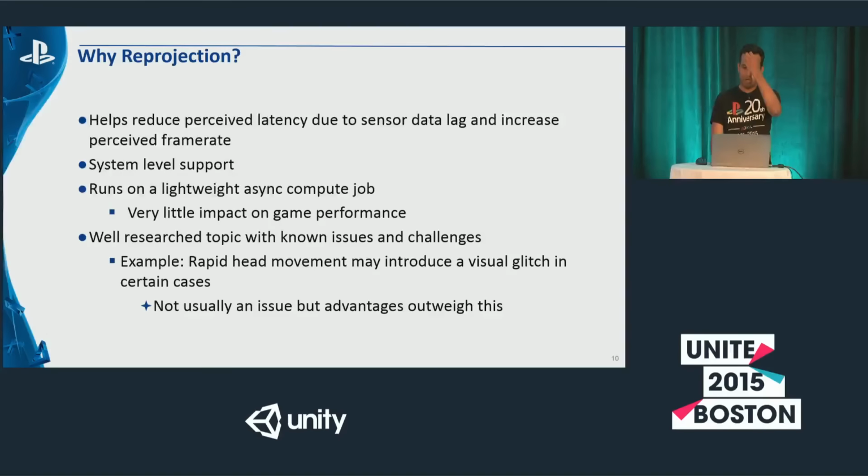As mentioned before, reprojection is a well-researched topic, and the issues and challenges are well known, and also the solutions. To give an example, let's say in a VR environment the user makes rapid head movements, and as a result, reprojection could introduce some visual glitches towards, say, the peripheral side. However, there are known solutions for these issues to either eliminate or mitigate them. The point I'm trying to make is that the advantages of reprojection greatly outweigh some of the disadvantages. So almost always use reprojection.